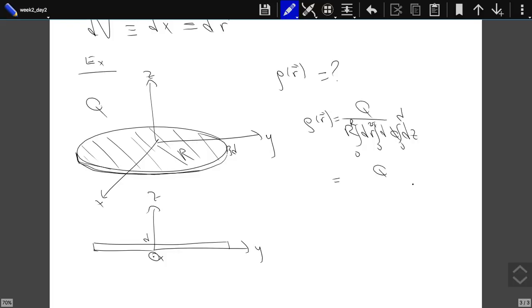So let us evaluate those integrals. We have R times dr integral gives me R. Then the phi integral gives me 2 pi. The Z integral gives me D. So this is equal to Q over 2 times pi R squared times D, Q over 2V, V being the volume of my disk. This is your claim, right? This is the charge density at the position R.